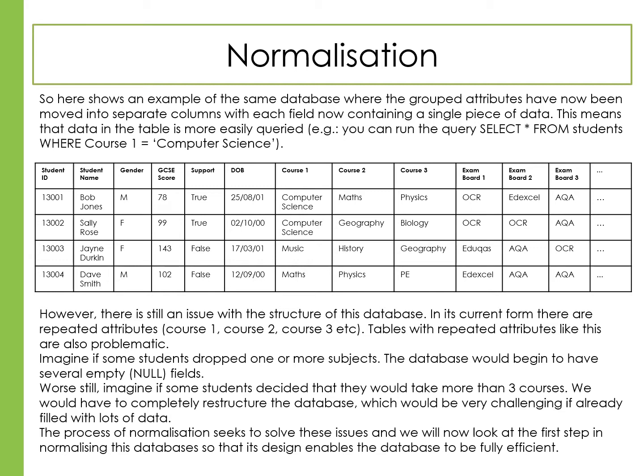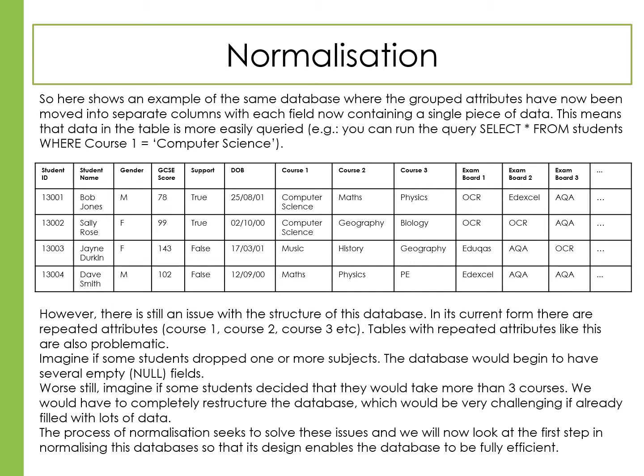So let's imagine a student drops one subject. That would mean we'd have an empty cell, or an empty value. Imagine if some students decide they would like to take more than 3 courses. We've then also got a problem. We'd have to completely restructure our database or start adding extra fields in. This is complicated and could cause problems down the line when we start searching for data.